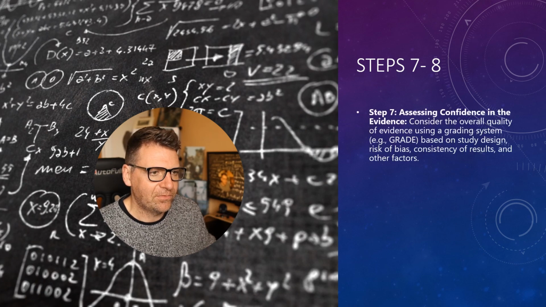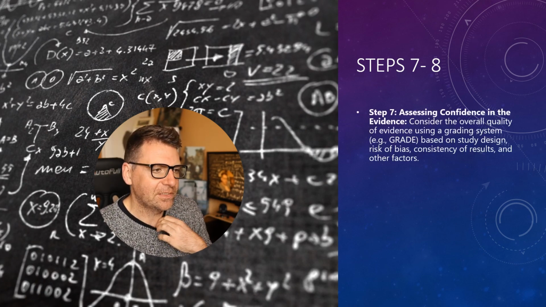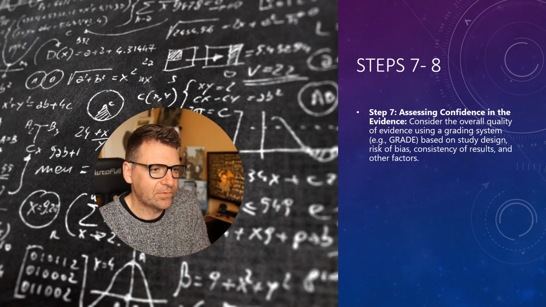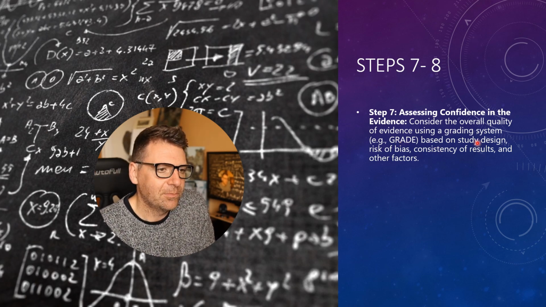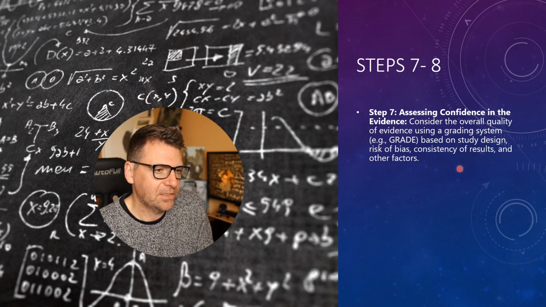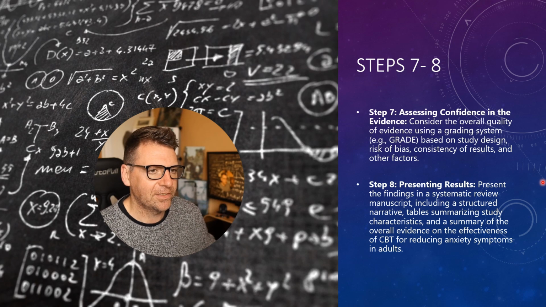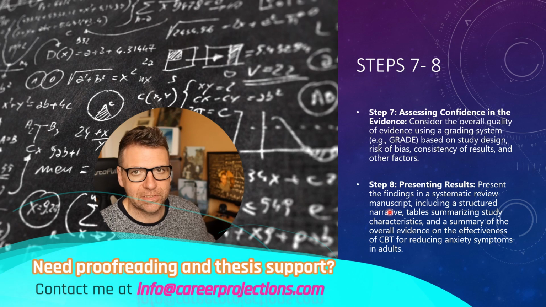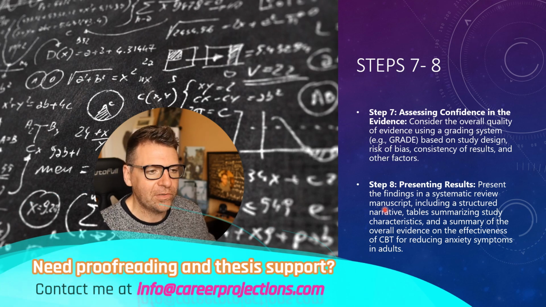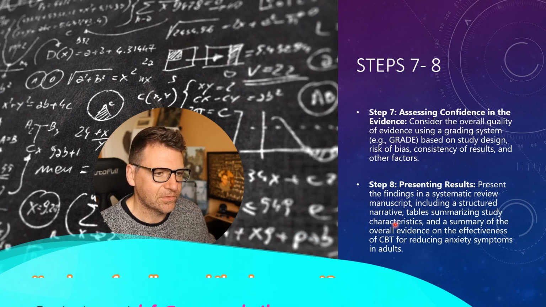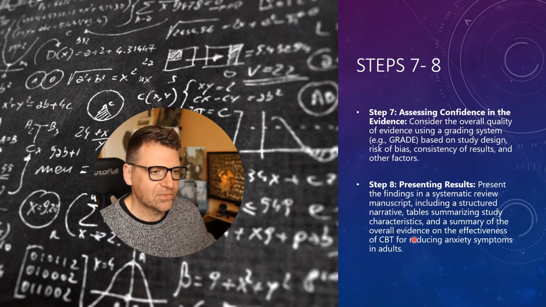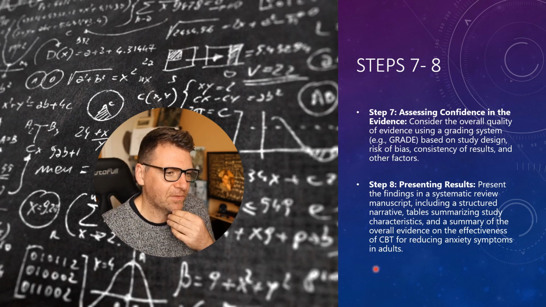And then we have steps 7 to 8 then. So assessing the confidence in the evidence. So considering the overall quality of evidence using the grading system, the GRADE, based on study design, risk of bias, consistency of results, and other factors. And then you're going to be presenting the results, okay? So presenting the findings in a systematic review manuscript, your thesis, or even an article you're publishing, including a structured narrative, a table summarizing study characteristics, so the evidence table I just showed you, and a summary of the overall evidence on the effectiveness of CBT for reducing anxiety symptoms in adults, okay?